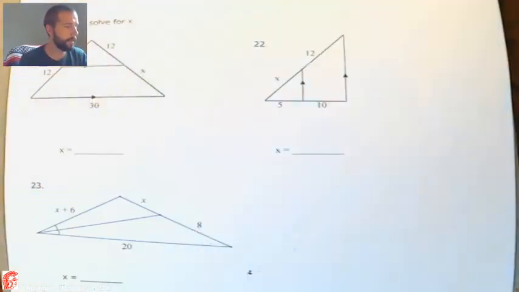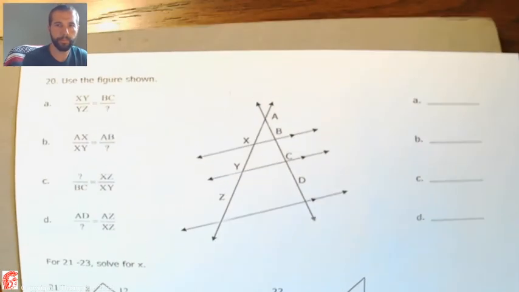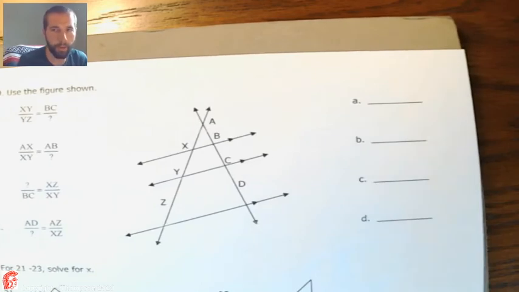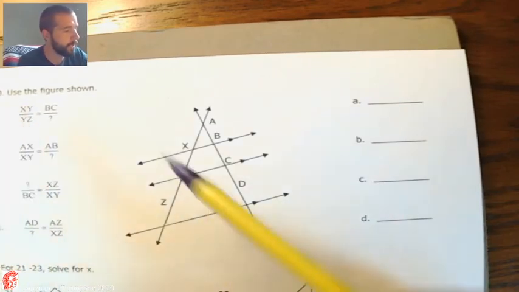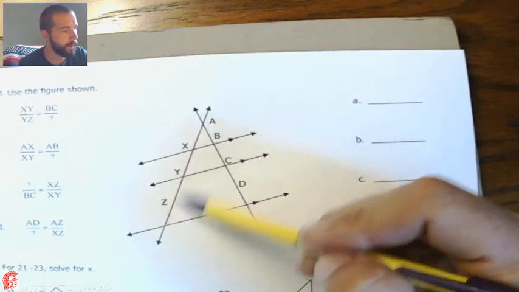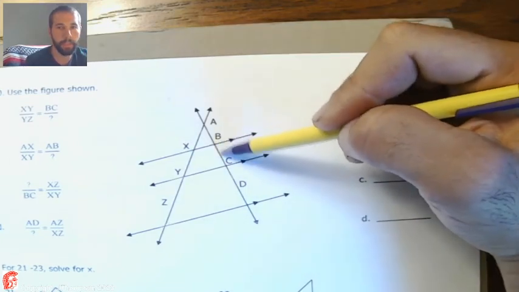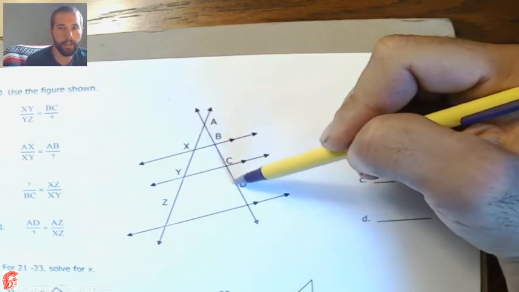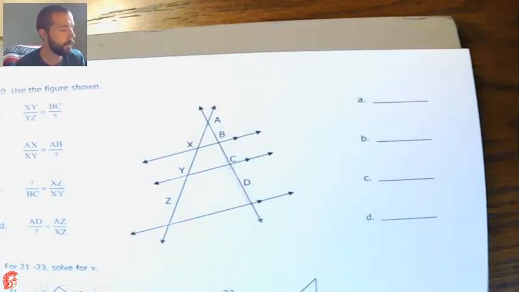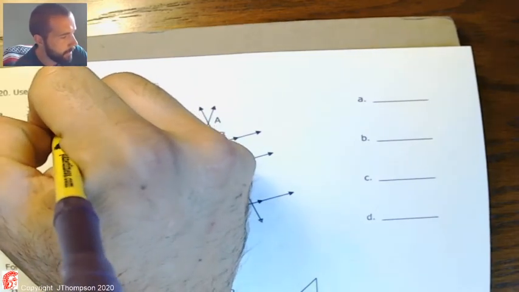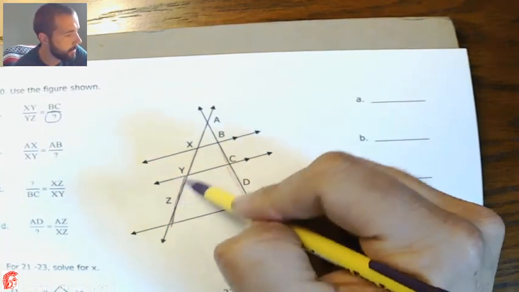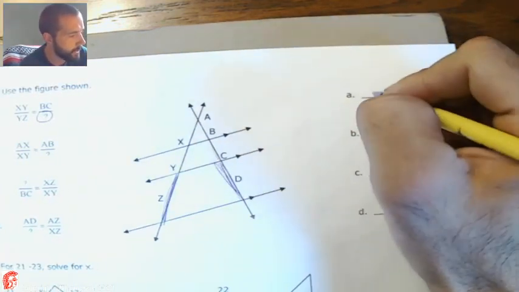Okay, now the next one, number 20. We're just filling in the missing part. So we're just matching corresponding parts here. So we're doing XY over YZ. So that would be between the top two parallel lines and then the bottom two parallel lines is equal to BC, which is the top two parallel lines, and then that would correspond with CD, which is the bottom two parallel lines. So actually what you're looking at is this blank here should correspond with the one that's next to it. So YZ corresponds with CD. So that's our answer.